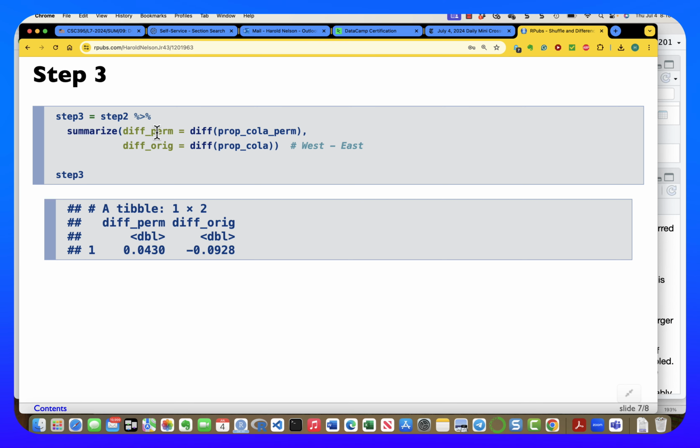Step 3, take the results of step 2, and then you calculate diff underscore perm is diff of prop underscore cola underscore perm, and diff underscore original is diff of prop underscore cola. So this is the difference between west and east for the permuted or shuffled versions of drink, and this is the difference between west and east for the original version.